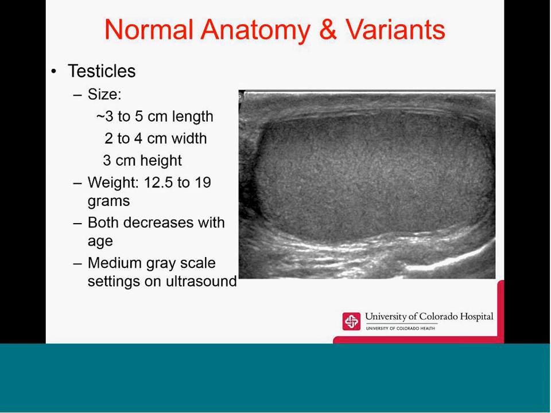Now we'll cover the anatomy of the testicle. They are a paired, small ovoid gland that are homogeneous and a medium gray tone on ultrasound. Both the weight and size of the testicles normally decrease with age. They're approximately 3 to 5 centimeters in length, 2 to 4 centimeters width, and about 3 centimeters height. They weigh between 12.5 and 19 grams. Here we can see a normal testis on 2D ultrasound.